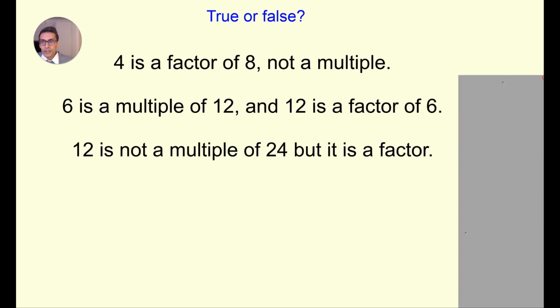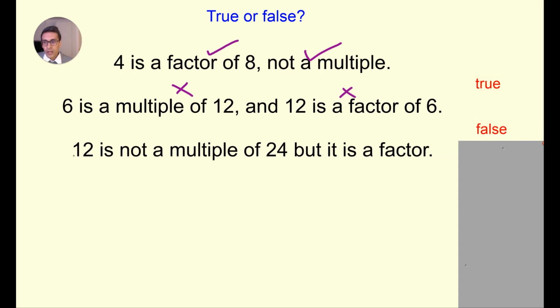Okay, I'm going to go through the answers together with you. So 4 is a factor of 8, so we can see that's true. It's not a multiple. Okay, 4 is not in the 8 times table, so it's not a multiple. So this is true. The second one, 6 is a multiple of 12, that's false. 6 is a factor of 12, and it says 12 is a factor of 6, so both of those are wrong, so that's false.